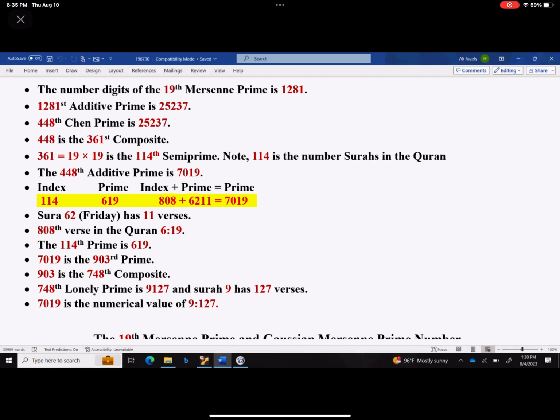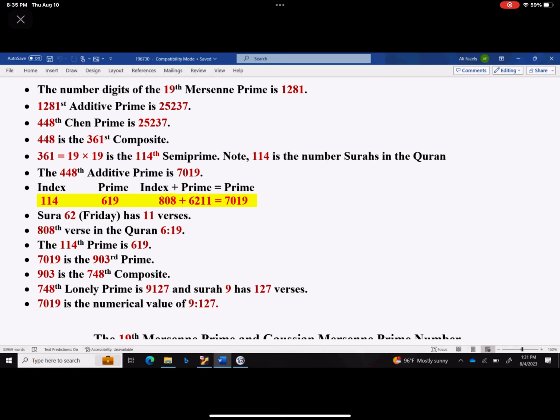So, first thing, we don't want to go to Jummah praise. Jummah praise doesn't mean Friday praise, this and that, the others. Okay, fine. Look at these numbers. These numbers are speaking to us. The 808th verse in the Quran happens to be 619. The 114th prime is 619, I just said. Again, it goes back to the Quran.